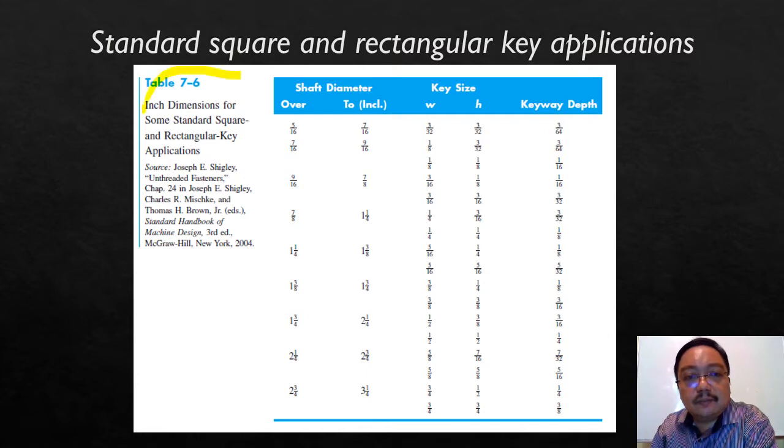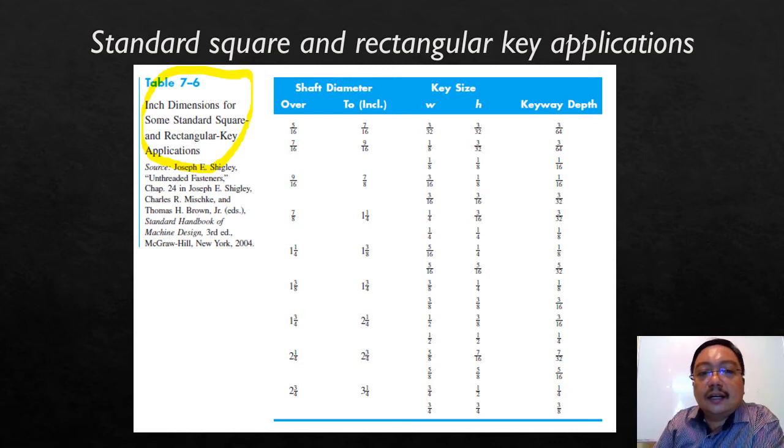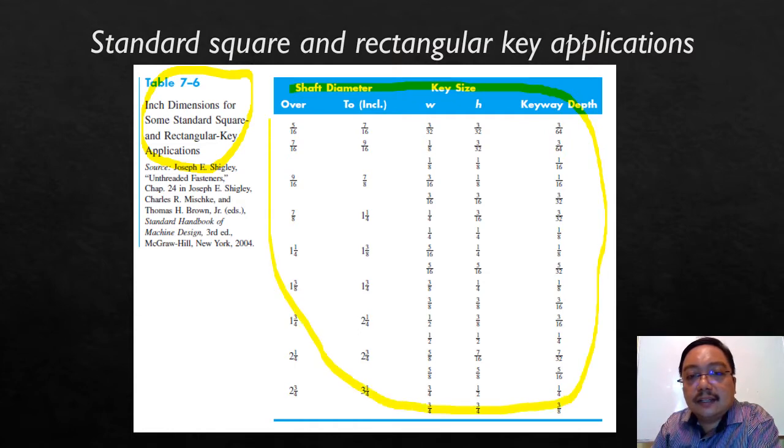Table 7-6 shows the dimensions for some standard square and rectangular key applications: the shaft diameter, the key size, and everything. This is given in the textbook. When you buy a key from a company, they also give you the catalog, and you can refer to the catalog.